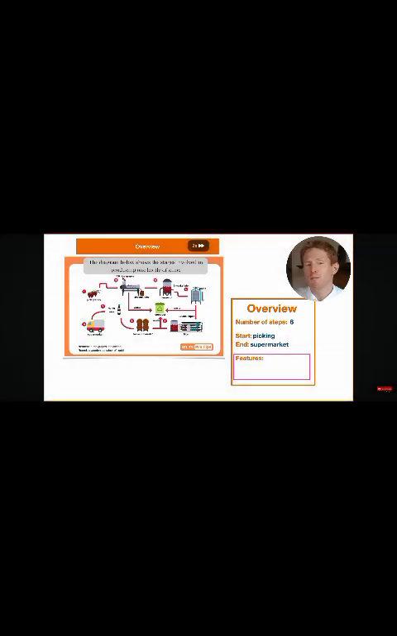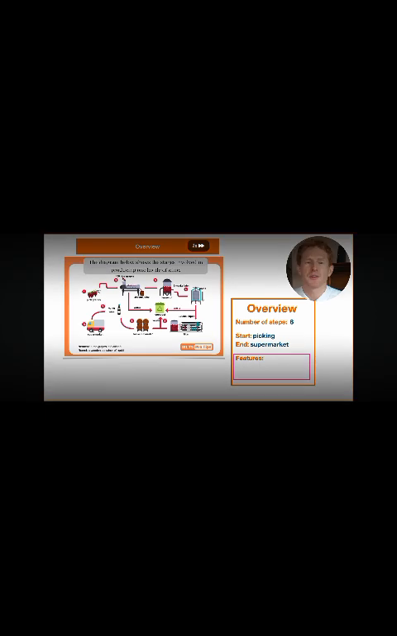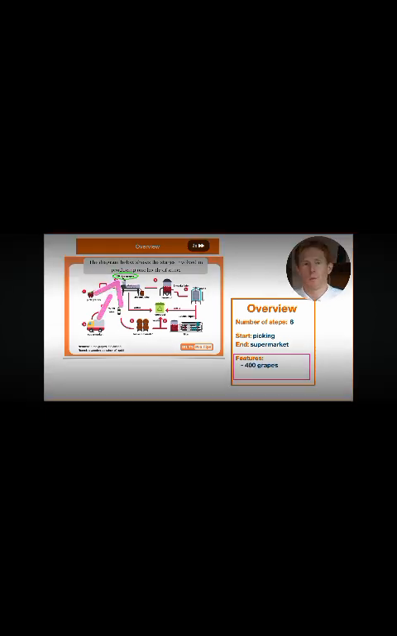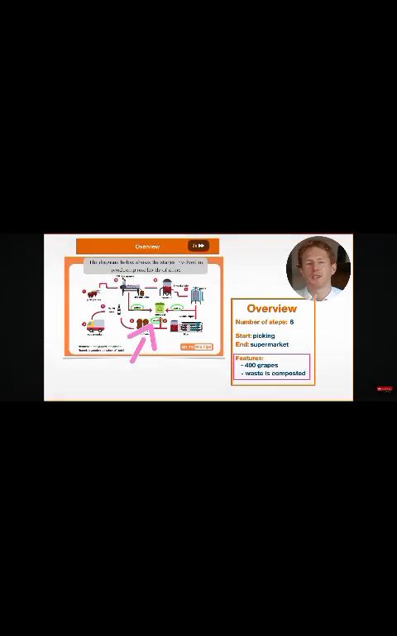Now, are there any features? Take a second, you can pause the video and study this graphic. Are there any features that you would like to point out that you think are important to understanding this graphic? Well, I picked out 2 features. I thought the fact that there are 400 grapes needed to make 1 bottle of wine, that's important, and that waste is composted at 3 separate stages.